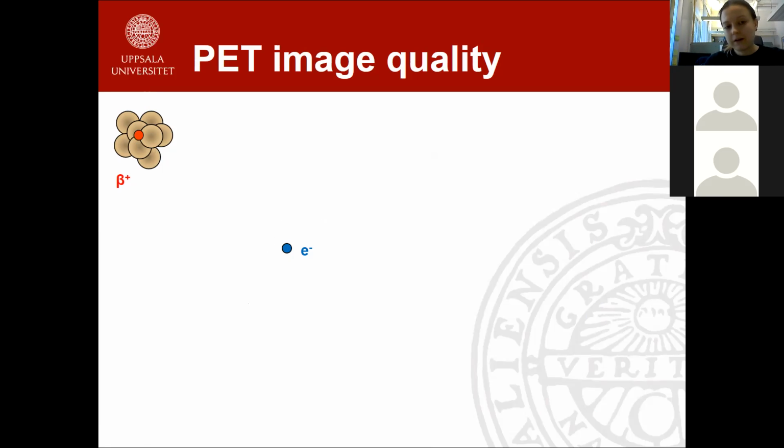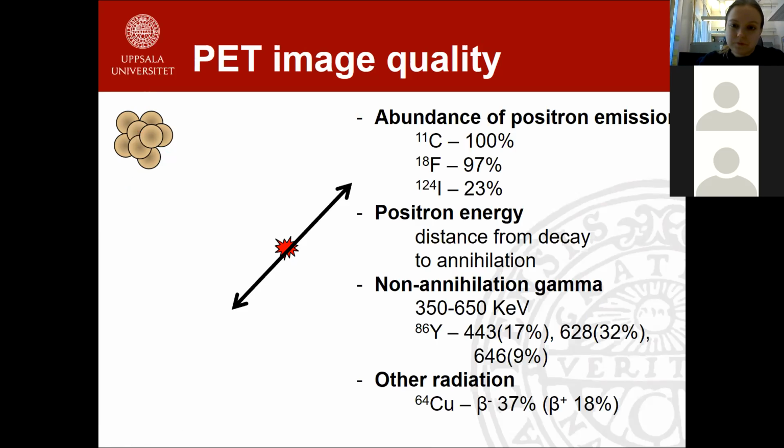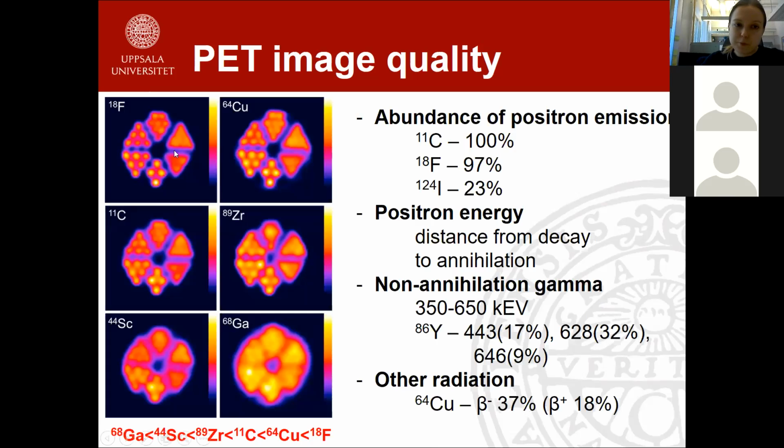So if we go back a little bit, I said that different nuclides have different energy of the positron. If the energy of the positron is high, it will travel very, very far into the tissue until it meets an electron. But if the energy is low, it would not travel so far into the tissue. It will travel just a little bit and then produce a signal. So that means that for some of the radioisotopes, the image quality is much better than for the others.